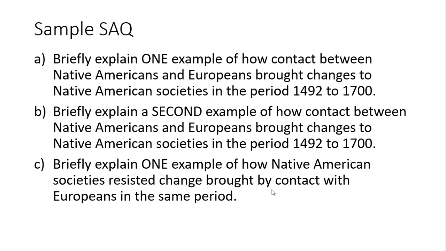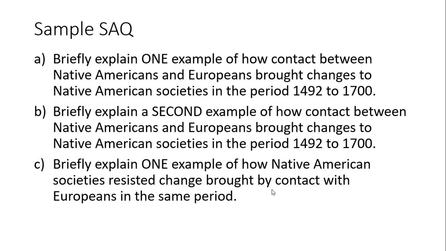That can happen. Remember, I told you to read all three parts before you respond, and I think this one is a great example of why you do that. The first thing you'll notice is that in part A, they want you to briefly explain an example of how contact between natives and Europeans, so when Europeans arrived and started to interact with Native Americans, brought change to Native American societies in a pretty big period of time that we would call the colonial period. One example of how that contact changed Native society.